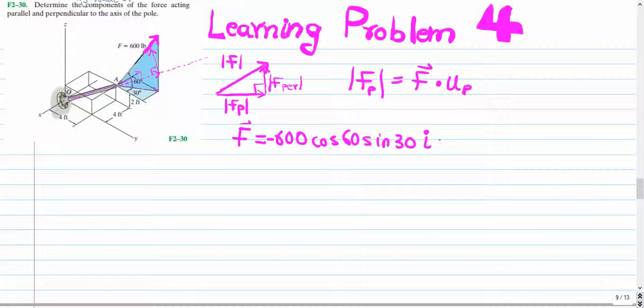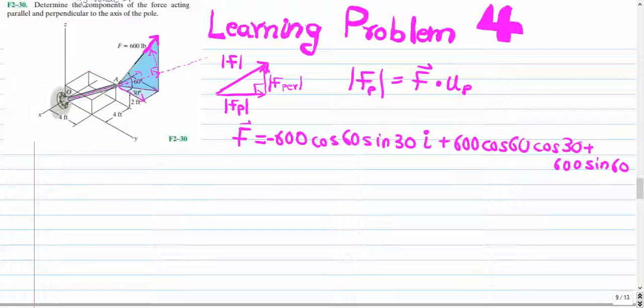The y component is going to be 600 cos of 60 cos of 30. This time, this is the component that we get. And finally, the last component is 600 sine of 60, right? And doing that gives us the component along the z-axis.